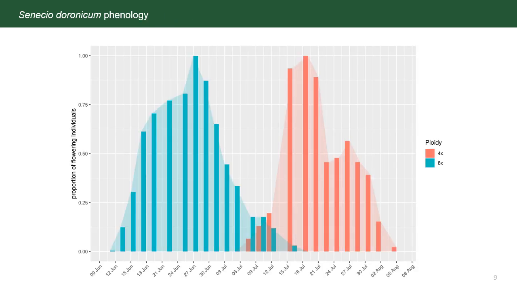As I mentioned, the two cytotypes flower at slightly different times, and this is a phenology plot of their flowering times. You can see that in the middle, at the beginning of July, there existed almost a week in which the two cytotypes were in flower together. So although the two phenologies are largely divergent, there still exists the possibility of exchanging pollen between the two.